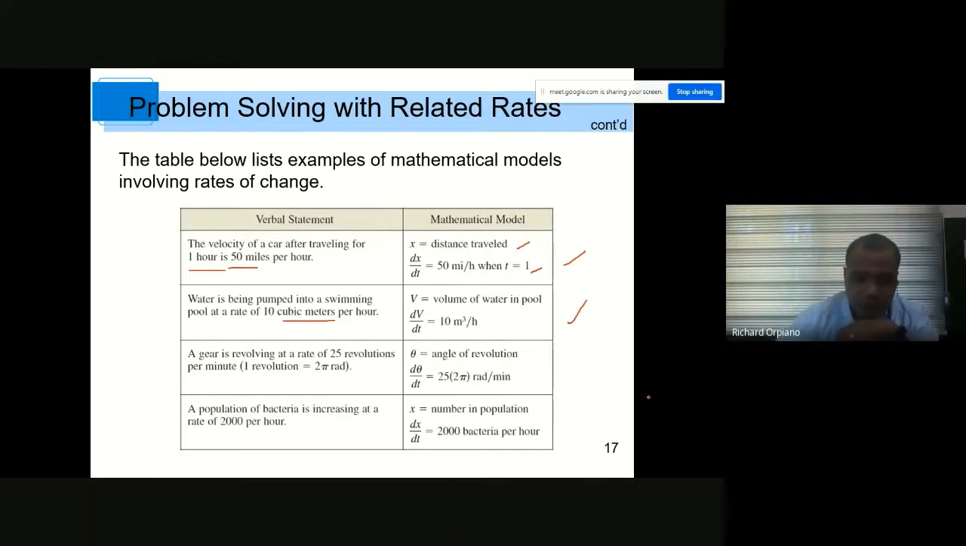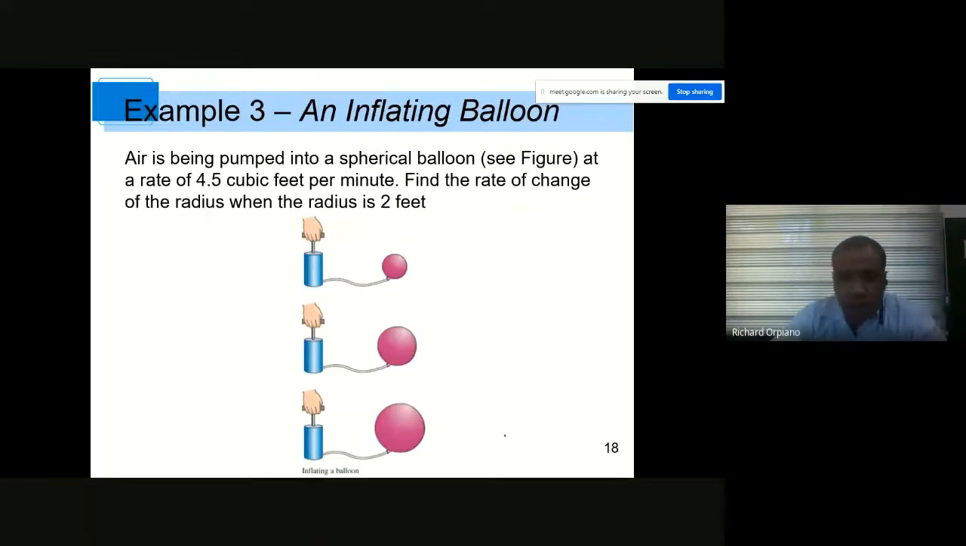I will read the third. A gear is revolving at a rate of 25 revolutions per minute. So 1 revolution is equal to 2 pi rad. Technically, theta is equal to the angle of revolution. So the derivative d theta/dt is equal to 25 times 2 pi rad per minute. Okay, so another one is the population. x is the number in the population, and dx/dt is equal to 2,000 bacteria per hour. Okay, so another example.